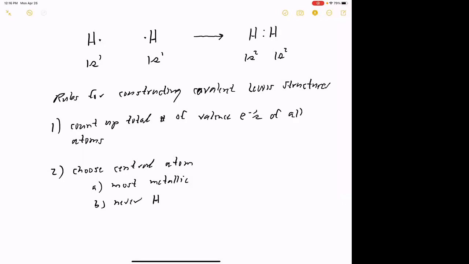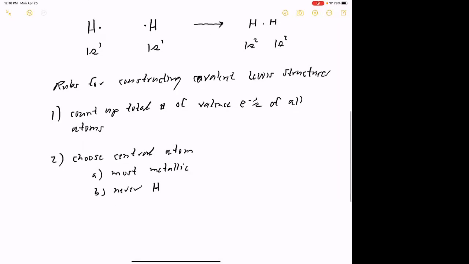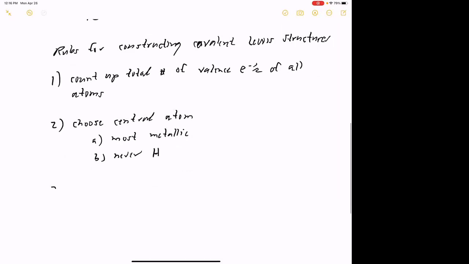And the reason for that is because hydrogen can only accept 2 electrons to look like helium. So obviously I can't put more electrons in and around hydrogen than that. So it wouldn't make a very good central atom. Okay. Third rule. Now I'm ready to start making some bonds.